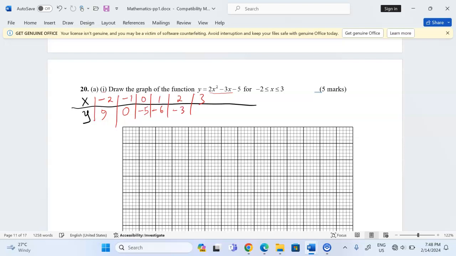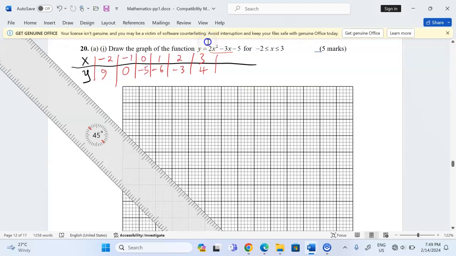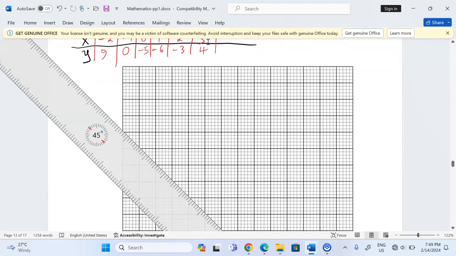And finally, we have 3. So we will have 2 into 3 squared, because that is our value of x, then minus 3 into 3 minus 5. This is going to give us +4. Those are the values of y and the corresponding values of x. This is now what we're going to plot to come up with a graph. So let me work on the Cartesian plane now.